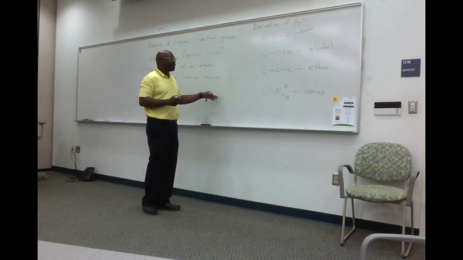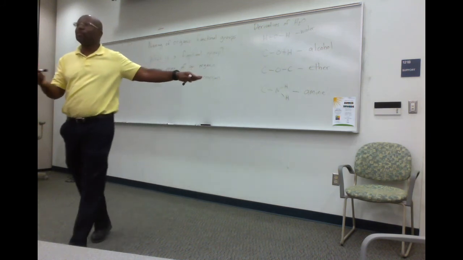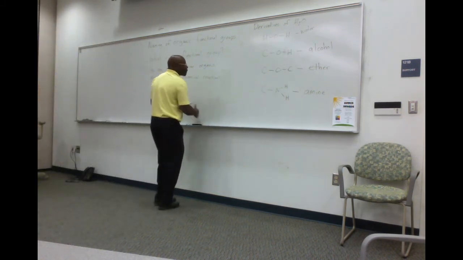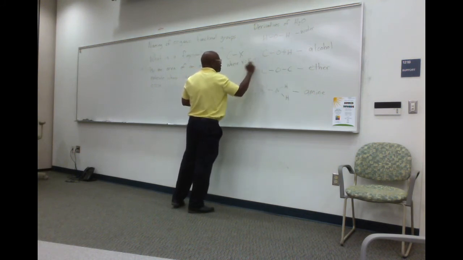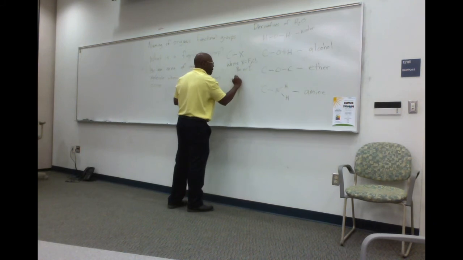Equally, I can replace my nitrogen atom with a halide. So basically what I do, I replace the oxygen in group 6 with nitrogen in group 5. And also I'm going to replace it with an element in group 7. It's a halide, which could be C-X, where X equals fluorine, chlorine, bromine, or iodine. This all is considered to be an alkyl halide.